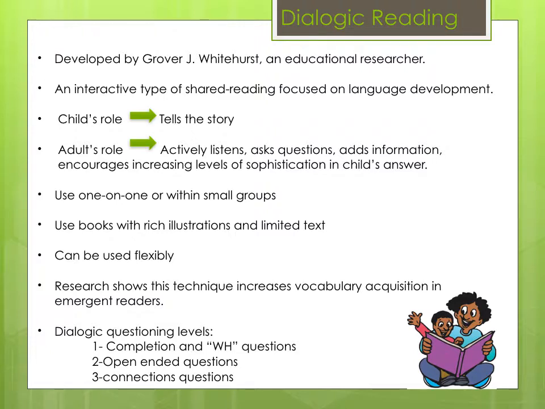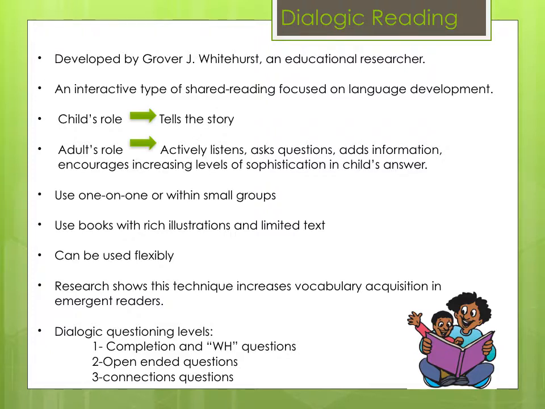There's a very systematic way of doing it, but in general, the first level is asking a child completion questions or very simple WH questions, who, what, that sort of question. The second level gets a bit more complex, which would be open-ended questions about what the child is seeing on the page. And the third level should only be used sparingly and only when the child is ready for it, and only after the first and second levels are really solid with that child.